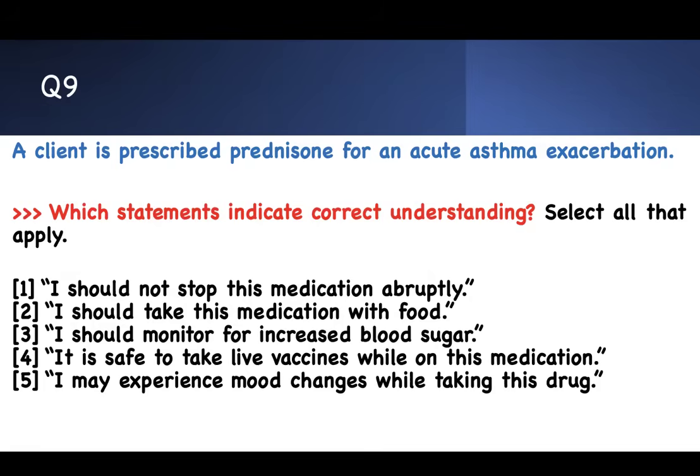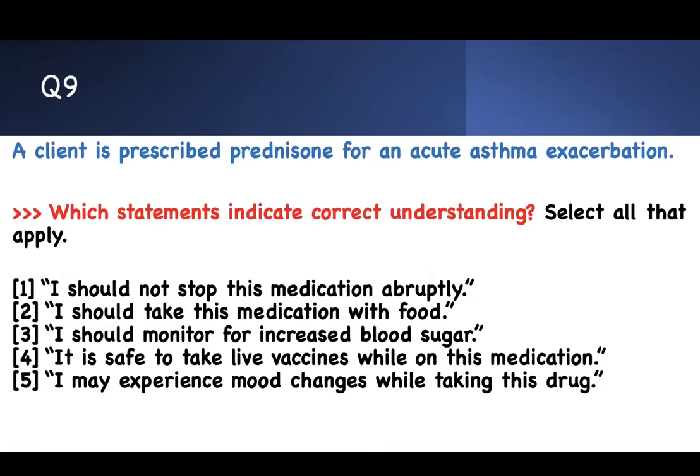Stop the video. Put down your answer in your comment, answer it yourself, and then wait and see how I approach it. If I'm taking this test, this is the way I approach it. What is the content? Prednisone. For what? Acute asthma. I don't care about asthma. The question says medication, which is prednisone. Which statement indicates correct understanding?